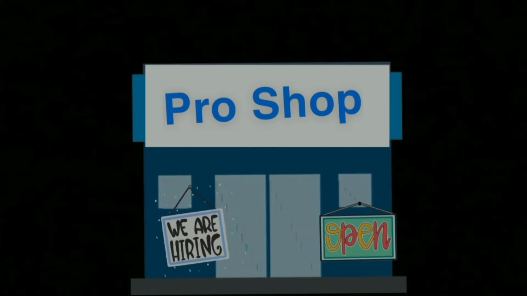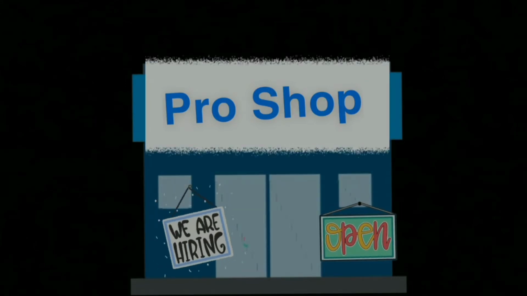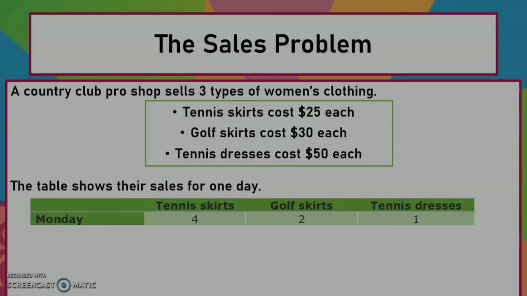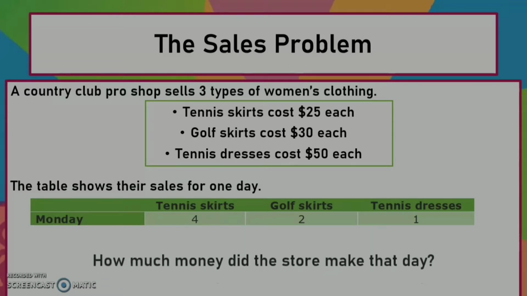A country club pro shop sells 3 types of women's clothing. Tennis skirts cost $25 each, golf skirts cost $30 each, and tennis dresses cost $50 each. The table below shows the store's sales on Monday. Given this information, how much money did the store make that day?